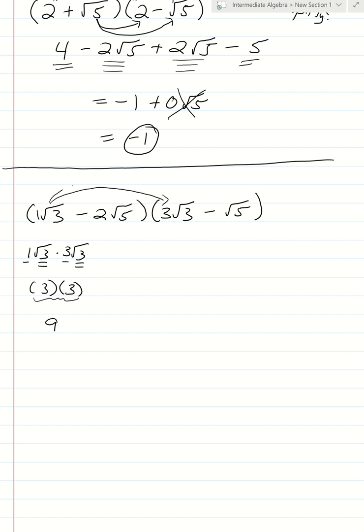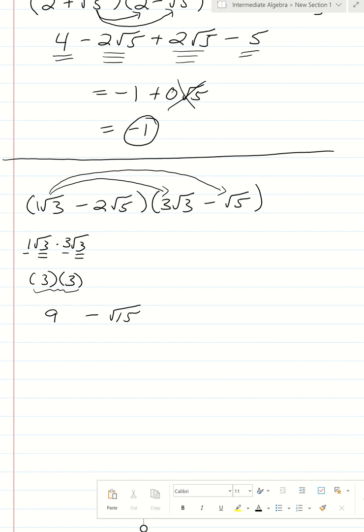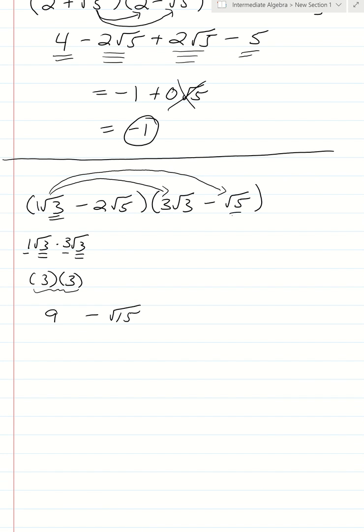Now I have to multiply the 1 square root of 3 with the negative square root of 5. Well, if I was to take the 1 square root of 3 times the negative square root of 5, that would simply give us a negative square root of 15, because we have to multiply the radicand of the 3 and the 5 together.